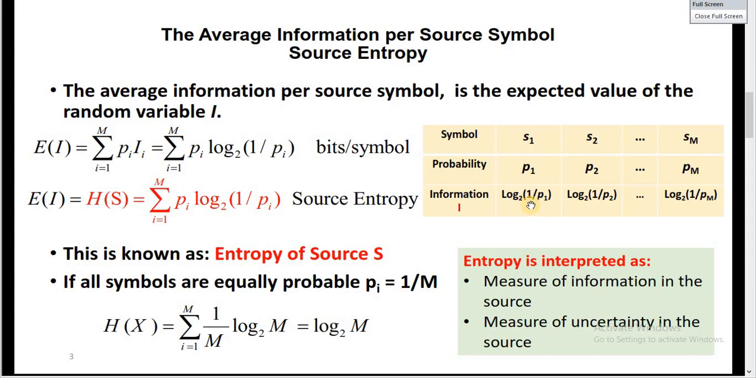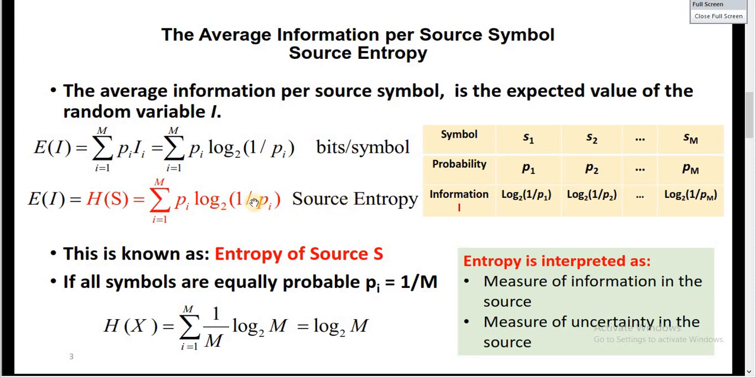This random variable is a discrete one, and therefore we can compute the expected value or the average amount of information of this random variable as a product of the probability of occurrence times the amount of information for each symbol. This is expressed mathematically as the expected value of the random variable. This is also called the entropy of the source, and it equals the summation of Pi times log base 2 1 over Pi, carried out over all symbols in the source. So the entropy of the source is given by this formula, and the units are in bits per symbol.